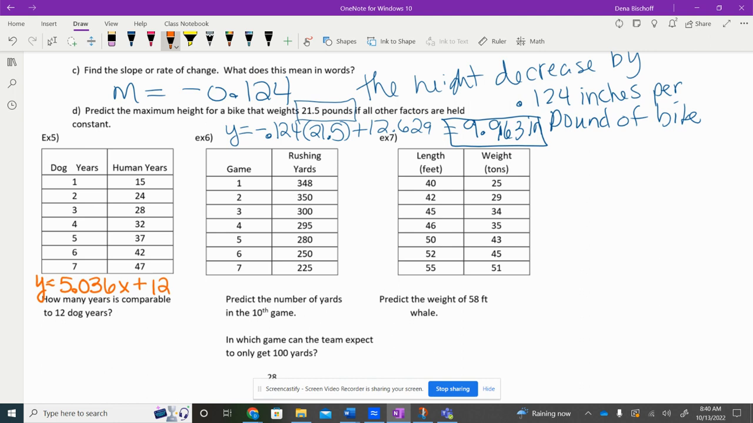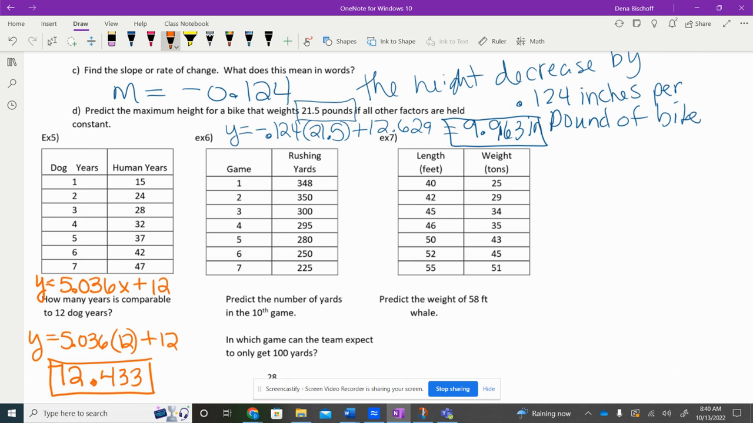Okay. So how many years is comparable to 12 dog years? That means I'm going to take that equation, y equals 5.036 times 12 plus 12. You calculate that for me and let me know what you get. So 72.433. Got it. Perfect.